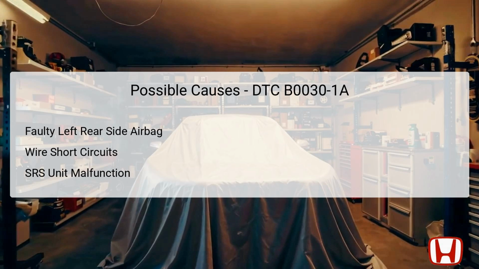Additionally, wire short circuits in the LRSA plus and LRSA minus circuits could also cause erroneous readings. These wires must transmit the correct voltage and resistances to the SRS unit, and any physical damage can disrupt this signal. Finally, a malfunctioning SRS unit can falsely report a decreased resistance, impacting the overall performance of the airbag system. By identifying these possible causes, technicians can narrow down the source of the issue for more efficient repairs.